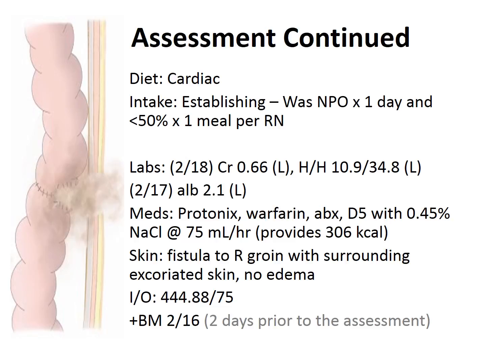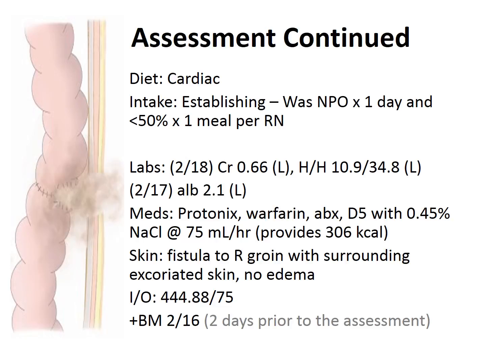The current diet of JM was a cardiac diet. This goes back to the fact that he has a past medical history of hypertension and abnormal heart rhythm. So a cardiac diet includes low sodium or salt, low fat, and low cholesterol.